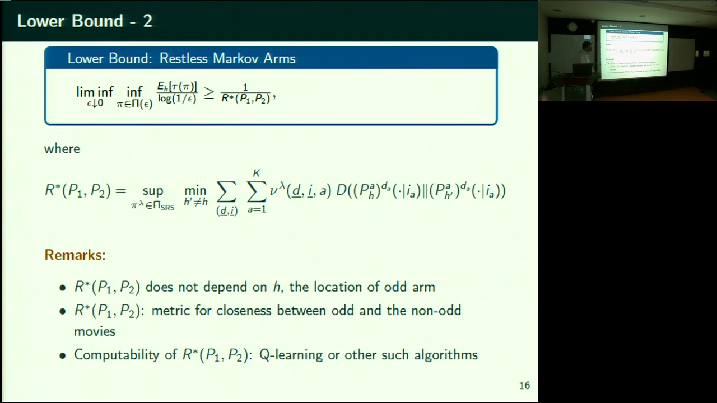Lower bound doesn't depend on the SRS policy. Lower bound, for any policy, this is the lower bound. No, these pi epsilon, the policies in pi epsilon, are SRS policies for me. So it is only over those SRS policies that I'm computing this bound.